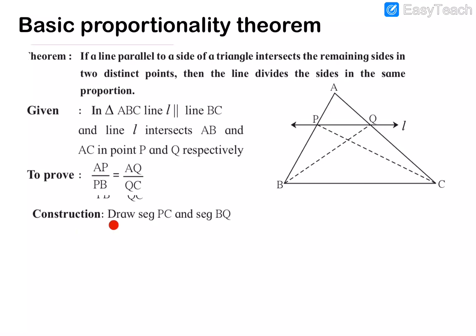So we need to write that step also. So we have written given to prove. Given means what all are given in the statement, and prove means what we need to prove, and the construction means what we construct so that we can prove this theorem. So we draw a line segment from C to P and also from B to Q.